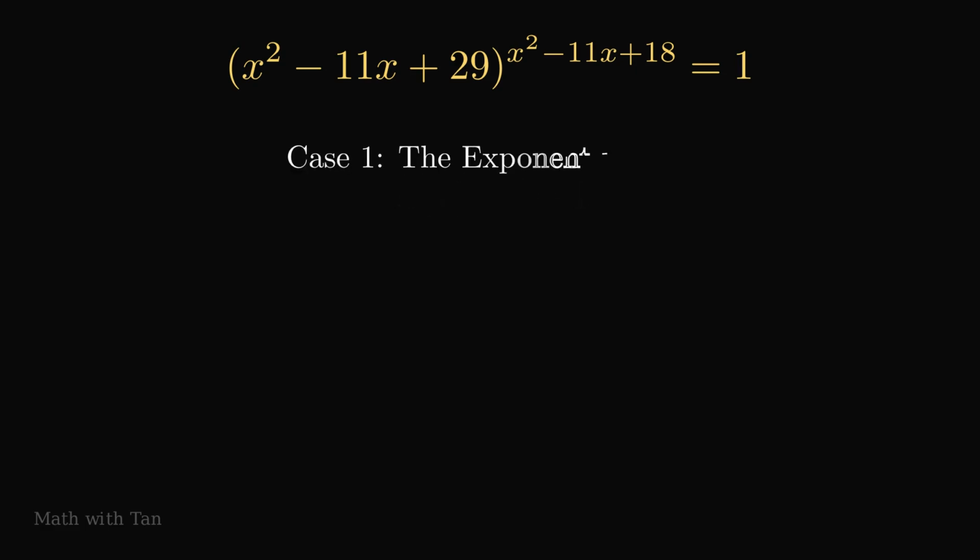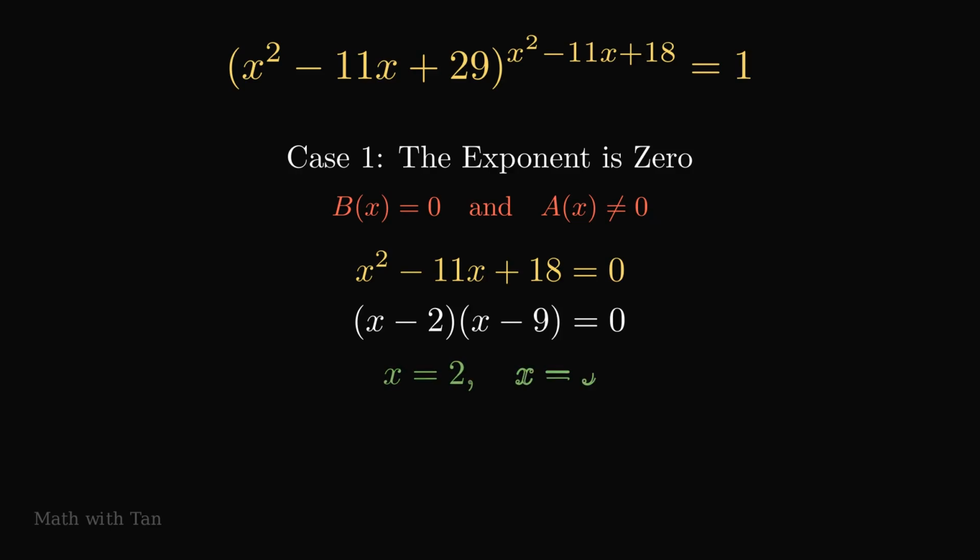Case 1. The exponent is 0. Remember, any non-zero base raised to 0 equals 1. Setting the exponent to 0 and factoring the quadratic, we find two potential roots, x equals 2 and x equals 9.